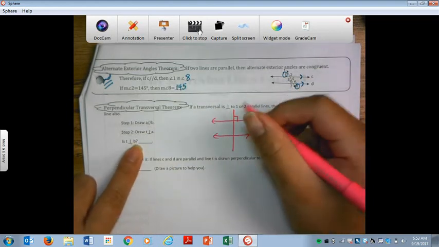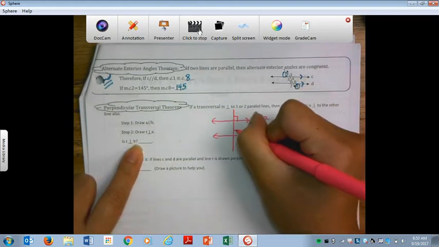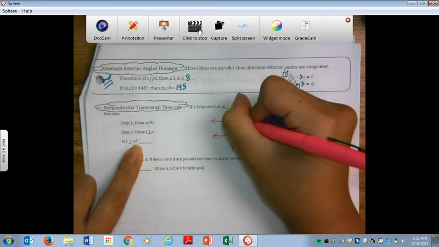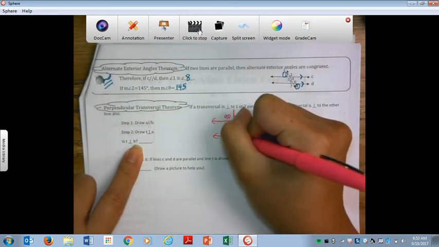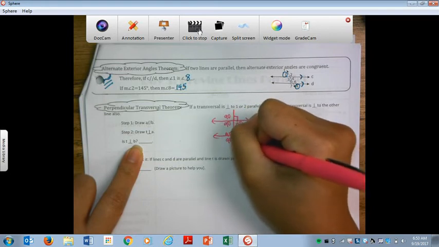Is T perpendicular to B? Of course it is. Everything here is going to be the same. They're all going to be 90-degree angles.